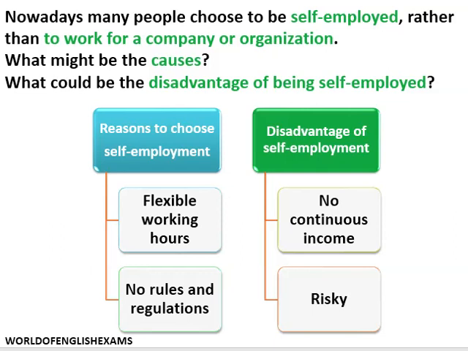Okay. So now what might be the causes? So causes are nothing but reasons. Here you can see that the term causes is in the plural form. Hence, you have to give at least 2 reasons. Then what could be the disadvantage of being self-employed? So here you can write just one disadvantage because the word is in a singular form, or you may also choose to write more than one disadvantage.